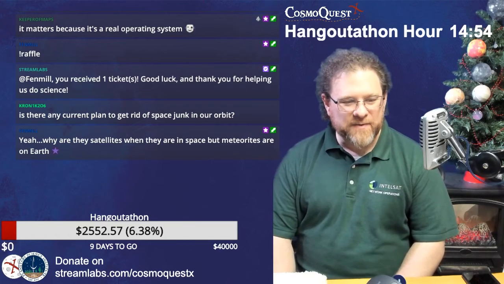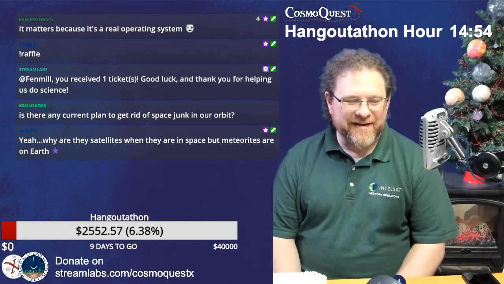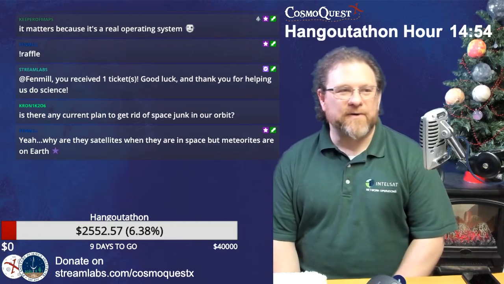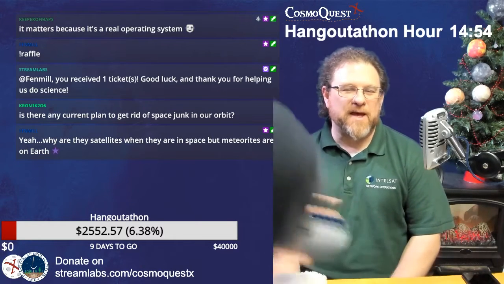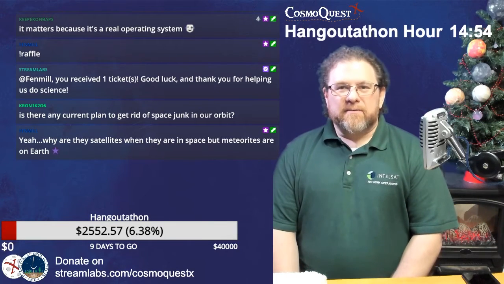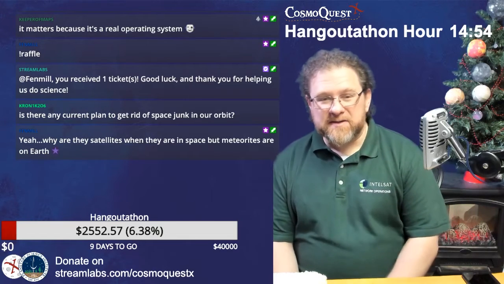Why are they satellites when they are in space, but meteorites are on Earth? Satellites just mean they're in orbit. Most of the time when we say satellite, we mean a human-made spacecraft launched into space. But technically speaking, the moon is a satellite of the Earth. Titan is a satellite of Saturn.